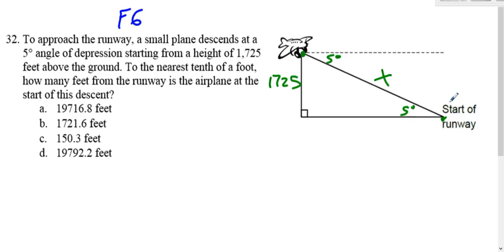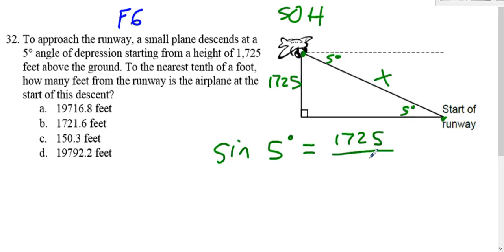So that's the hypotenuse. We know this side, which is opposite the 5-degree angle. We have opposite and hypotenuse, so we're doing a sine equation. Sine of 5 degrees equals opposite over hypotenuse. So cross multiply, we get x times sine of 5. Now we'll divide by sine of 5.